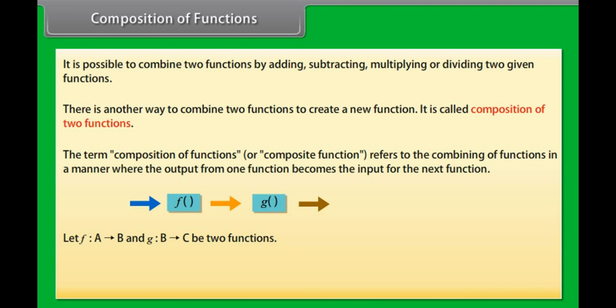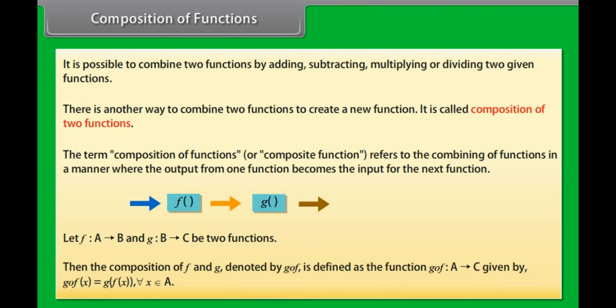Let function f from A to B and function g from B to C be two functions. Then the composition of f and g is denoted by g of f, defined as the function g of f from A to C given by g of f of x is equal to g of f of x for each x belongs to A. Example.